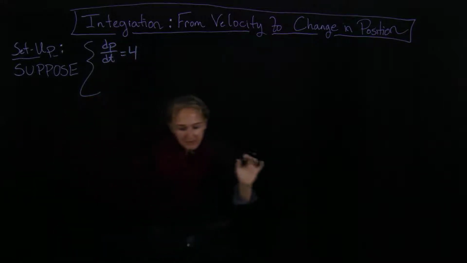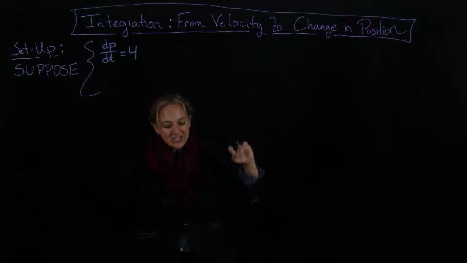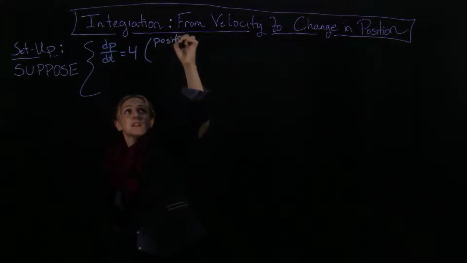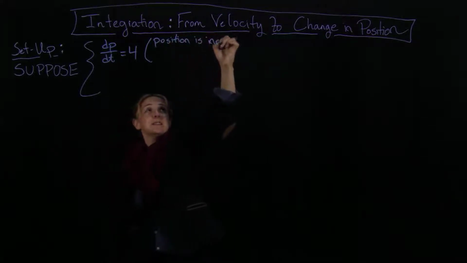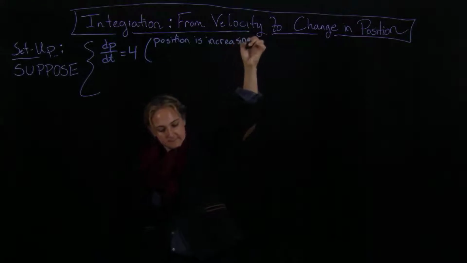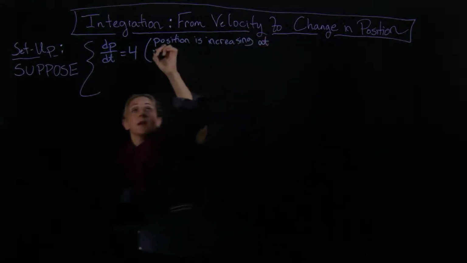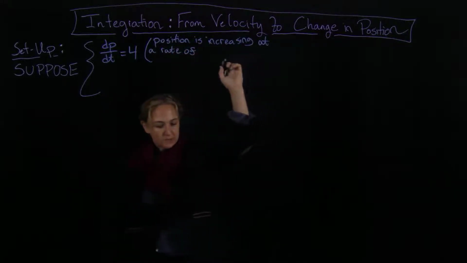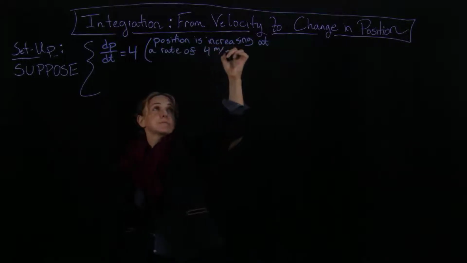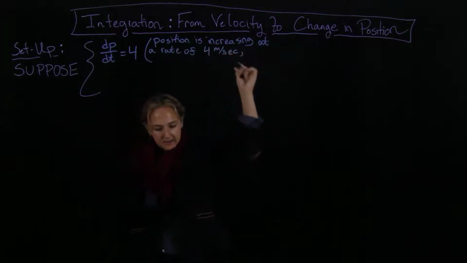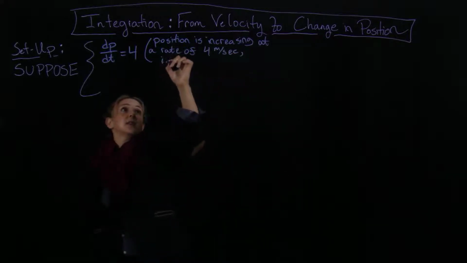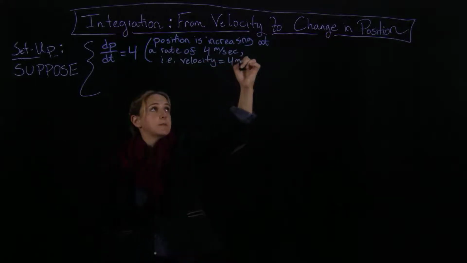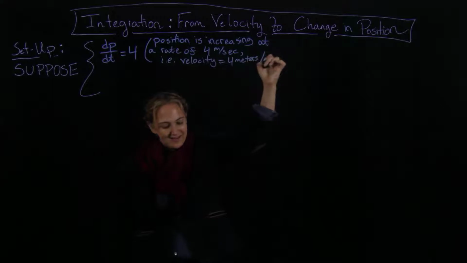So what does that mean when I write something like that? It means that the position is increasing at a rate of 4 meters per second. So this is meters per second, i.e. velocity equals 4 meters per second. I'll fully write this out at least once: velocity equals 4 meters per second. Okay?